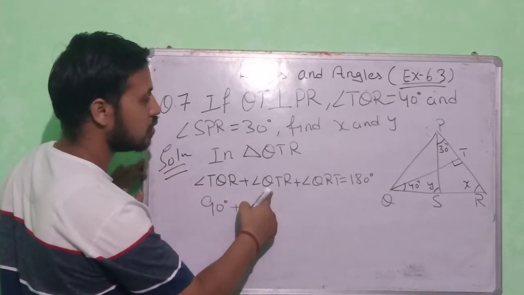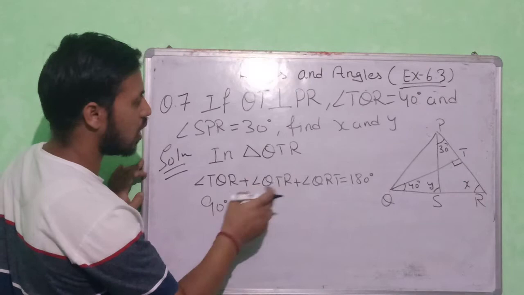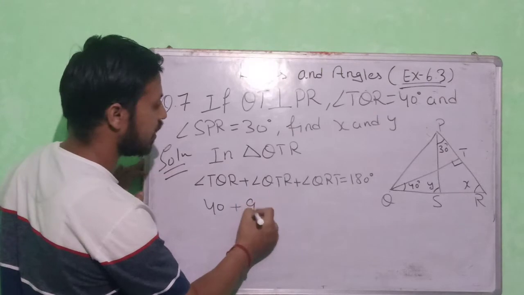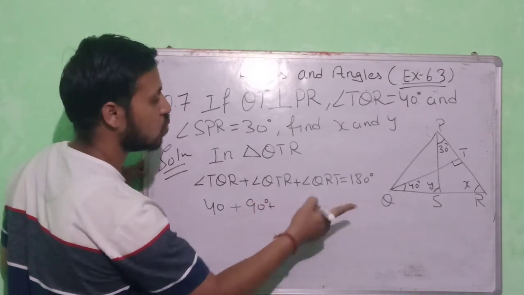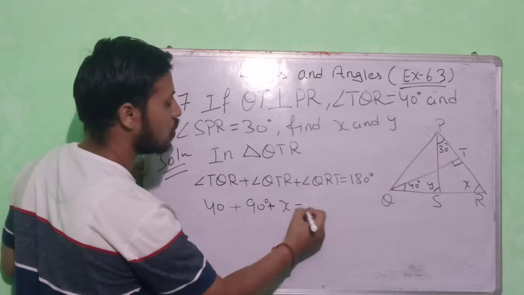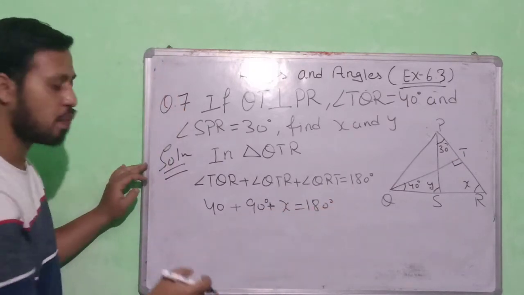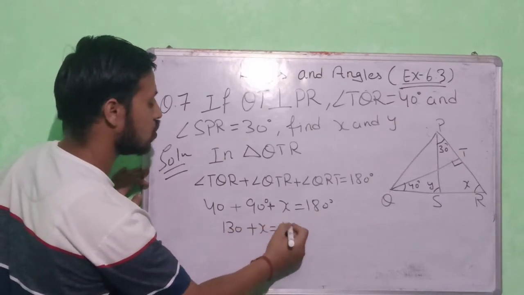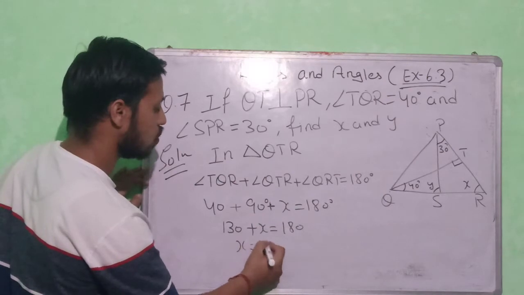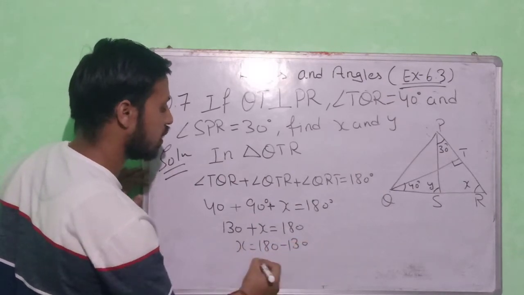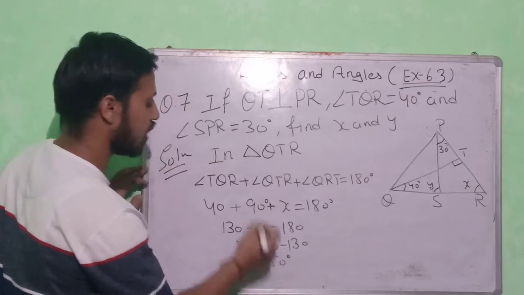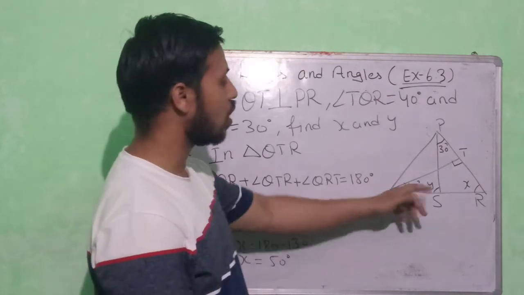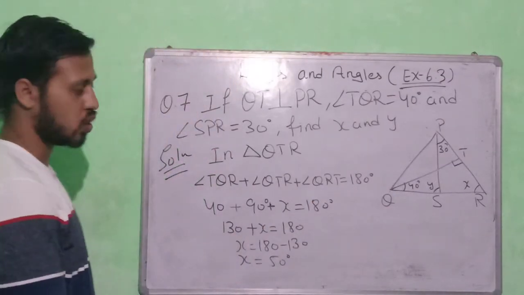Now, TQR is 40 degrees, QTR is 90 degrees and QRT is x, equals 180 degrees. Simply we will add them. We will get 130 degrees plus x equals 180. X is equal to 180 minus 130. We will get 50 degrees. We get the value of x equals 50 degrees. Now we have to find the value of y in this question.